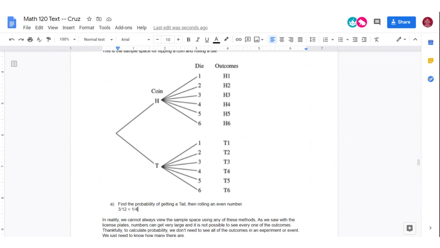Now, one of the things that we're going to find out, we're not doing it now, is something called the product rule, where you can look at these two properties separately, because we're saying we want a tail and an even number. Well, the probability of the tail is 1/2, because there's 1 over 2. And the number of them that have an even number is 3 out of 6. So 3 out of 6 times 1/2 is actually 3/12.